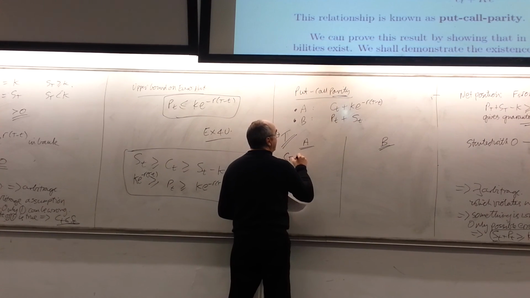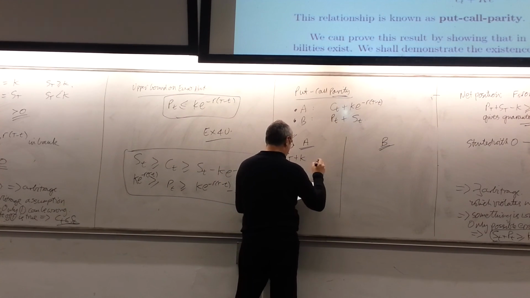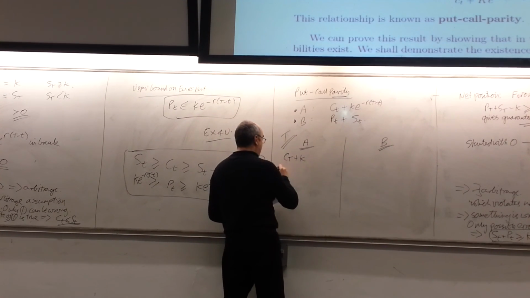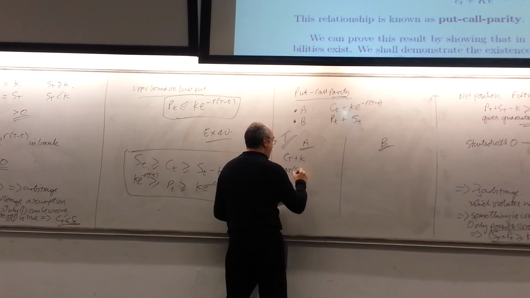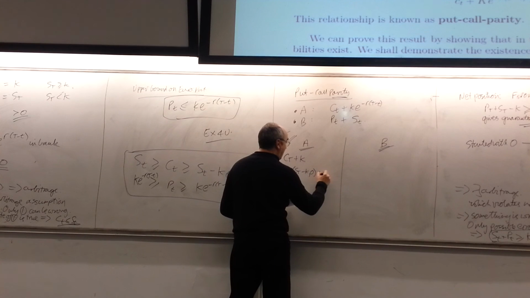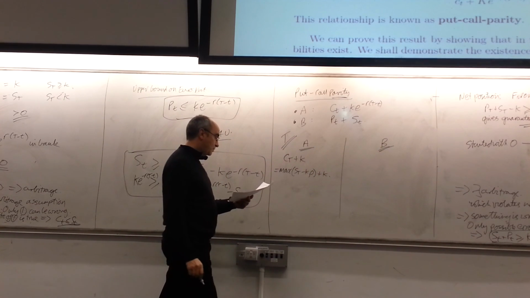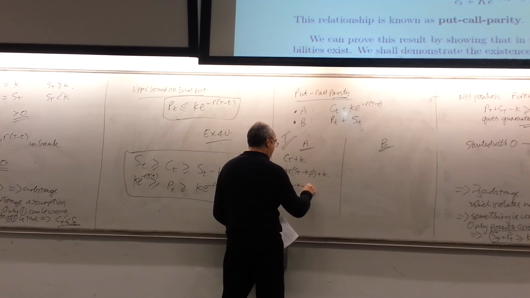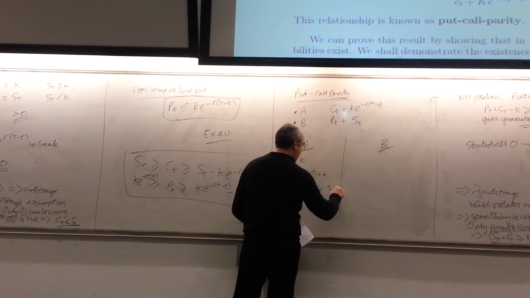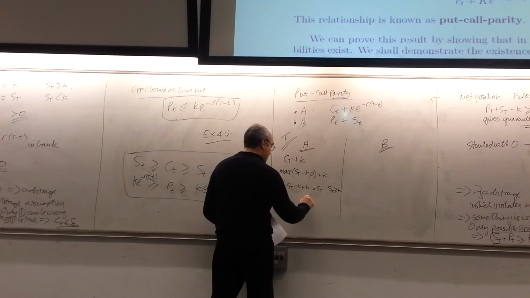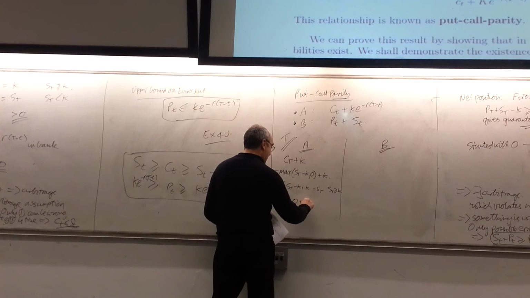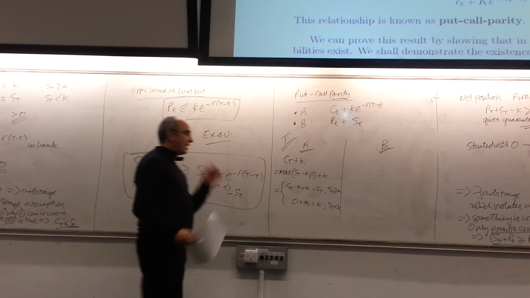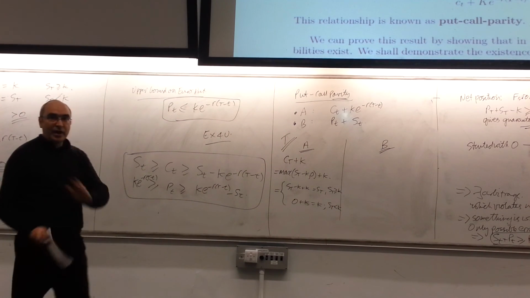Well, the value of that is CT plus K, because t equals capital T, so this just becomes CT plus K, which is then the maximum of ST minus K and 0, plus K. So that equals ST minus K plus K, which is ST, for ST greater than or equal to K, and it equals 0 plus K, which is K, for ST less than K. So that's the value of portfolio A.